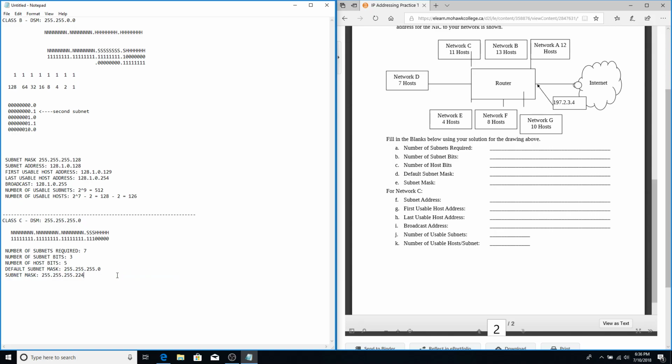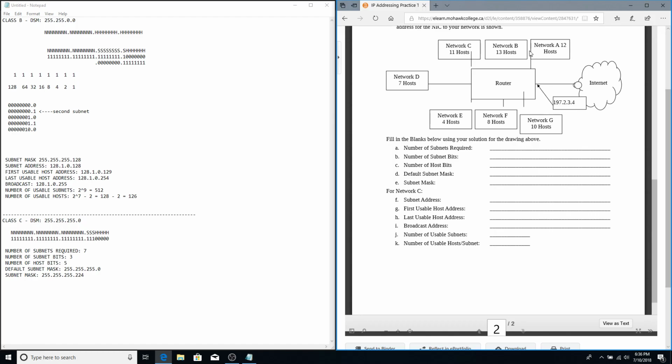Alright, so you finished the first section, and that took no time at all. So we have to move on to the next section, and it says for network C, figure out all this stuff. Now, it doesn't tell you this, but basically what it wants you to do is assume that network A is your first subnet, network B is your second subnet, network C is your third, network D is your fourth, network E is your fifth, network F is your sixth, and network G is your seventh. So, again, they don't tell you that, but you just have to kind of put that together.